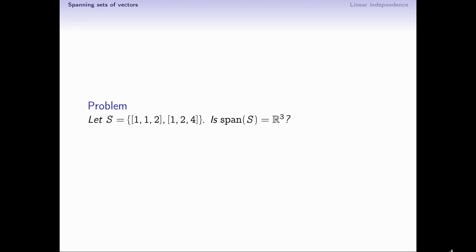And finally, let's look at this last problem. Let S be this collection of vectors in R3. So it's two vectors in three-dimensional space. The question before us is this: is the span of S all of R3? In other words, just using these two vectors, can I combine them to get to any vector in three-dimensional space? So join me at the document camera for the solution to this problem.